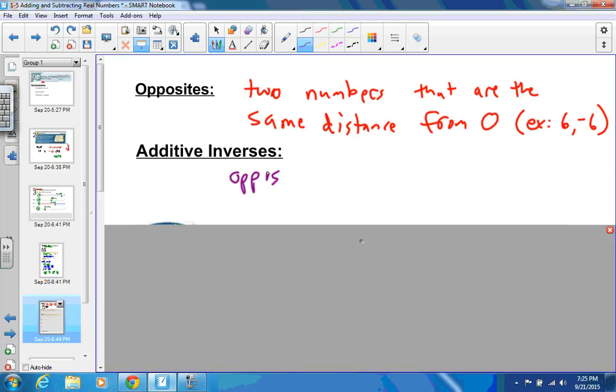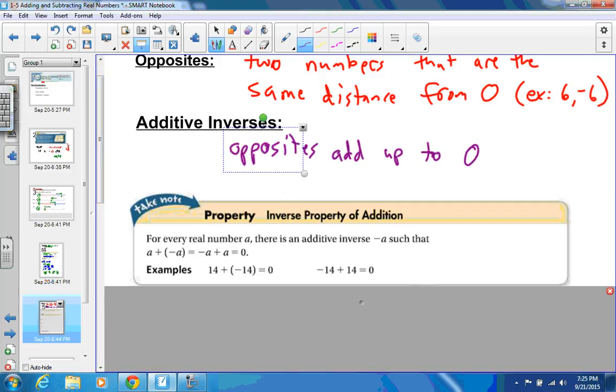If you add them, opposites add up to 0. If you add negative 6 and positive 6, you're going to get 0. Any time you add opposites, you will get 0. That's important to know. So we're going to use that now with subtraction a little bit.